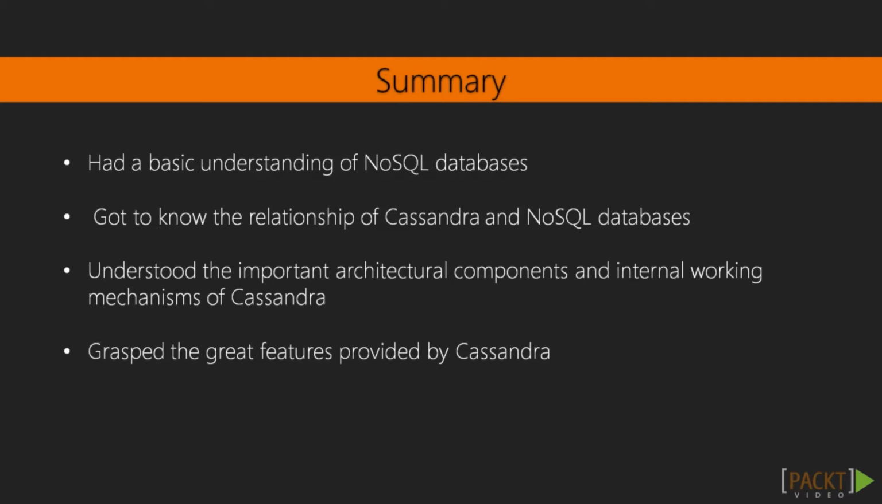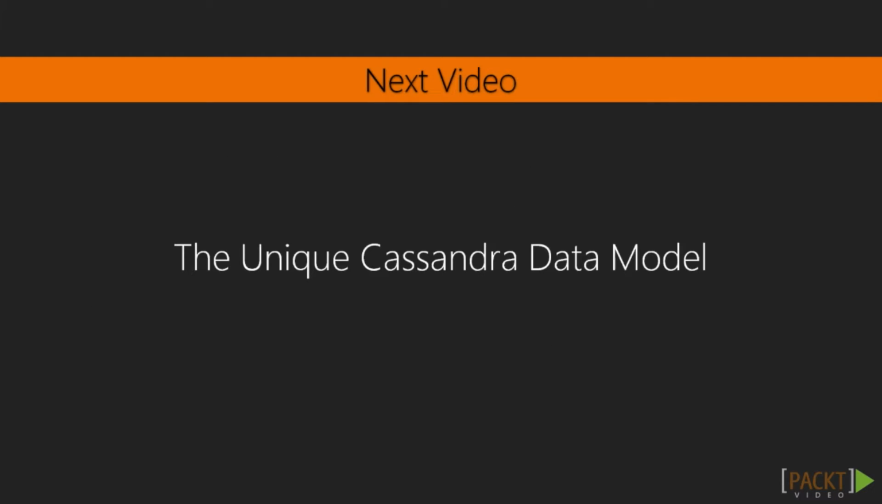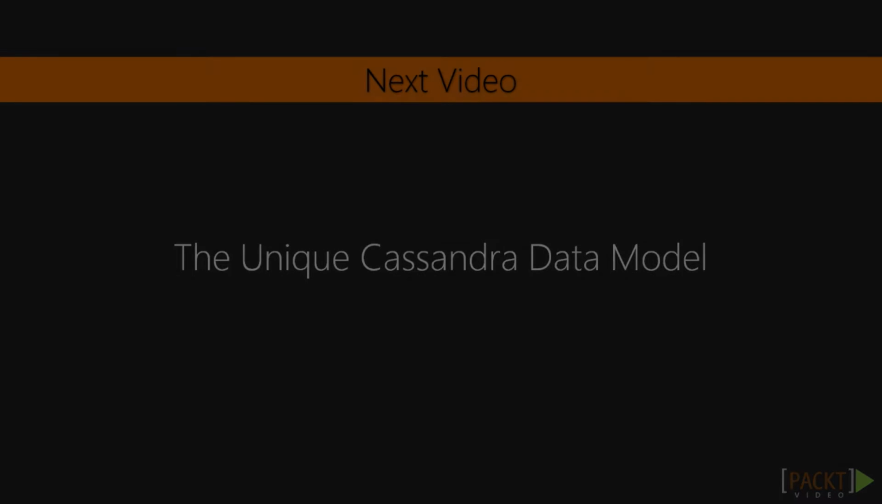We reviewed the evolution of NoSQL databases as an alternative to deal with big data. Cassandra, being one of the NoSQL databases, provides an elegant architecture as a combination of the strengths of Amazon's Dynamo and Google's Bigtable. We also learned the great features provided by Cassandra. Next, we'll look at the unique Cassandra data model.